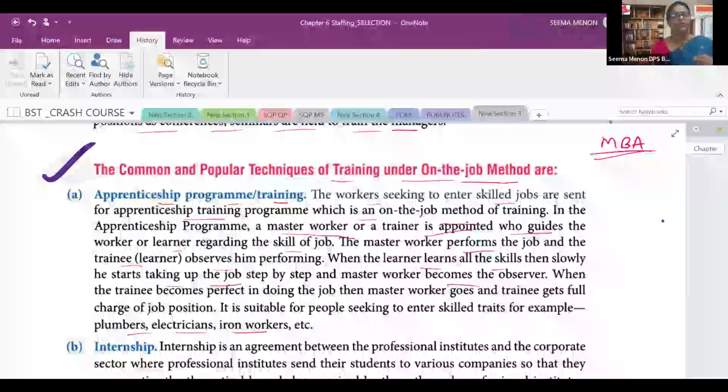They have to work with a master worker only. They learn everything through their observation. And gradually, this trainee will become a master worker. So this can be an MCQ again.